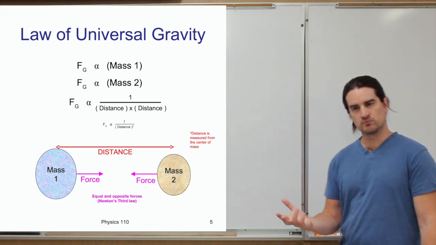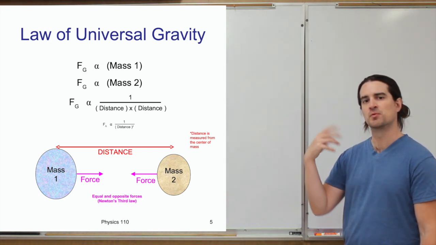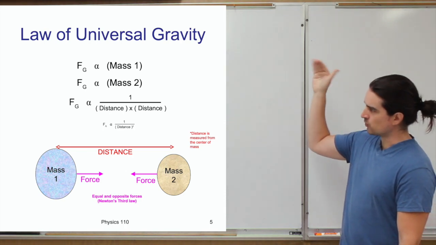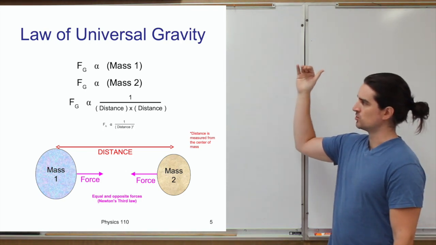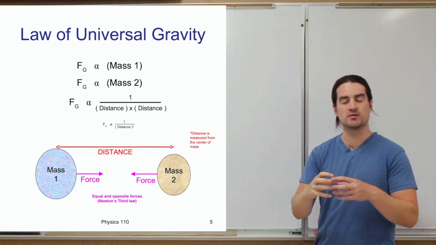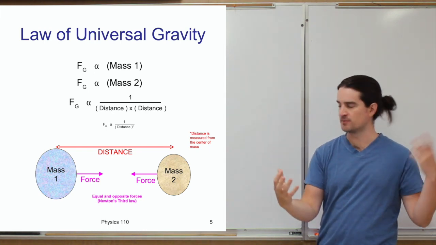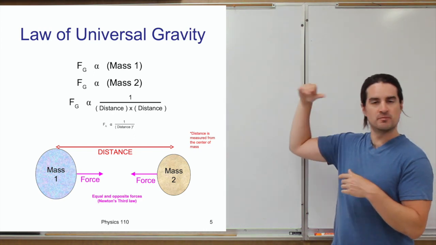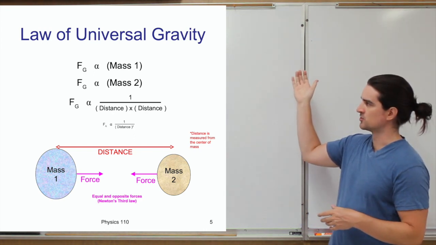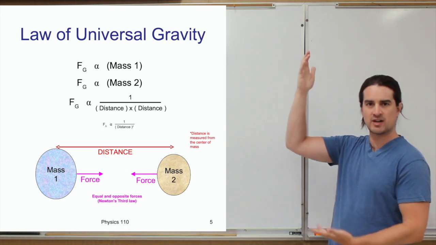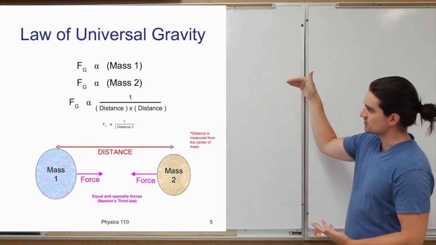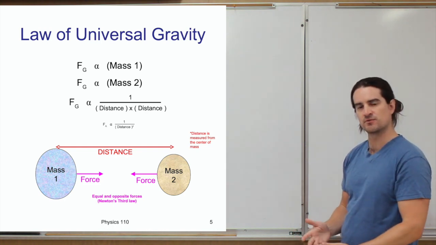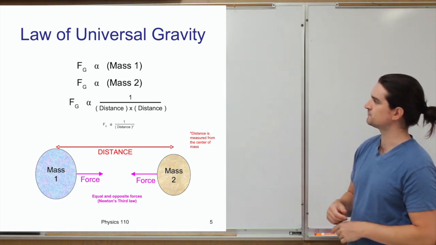So that was in words. If we try to start putting that into proportional relationships, we would say that the force of gravity between 2 objects, say object 1 and object 2, or mass 1 and mass 2, is proportional to the mass of the first object. So that mass goes up, the force of gravity between the objects goes up. It's also proportional to the mass of the second object. Again, that mass goes up or that mass goes down, the force will go up, the force will go down.